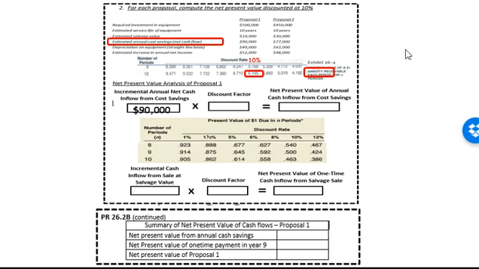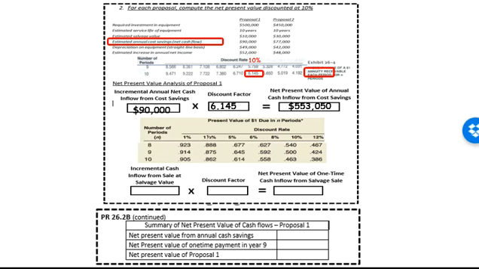So in this case, we're going to take the incremental annual net cash inflow from our cost savings, which is going to be the $90,000 from proposal 1. We're going to multiply it times our discount rate, which is 6.145, and that comes out to $553,050.